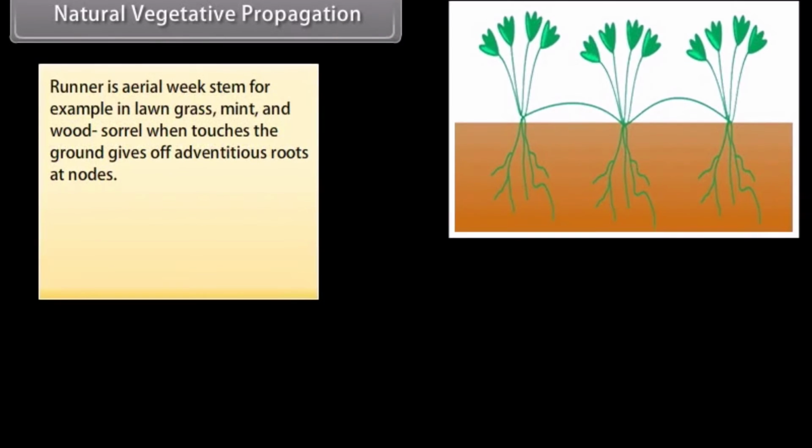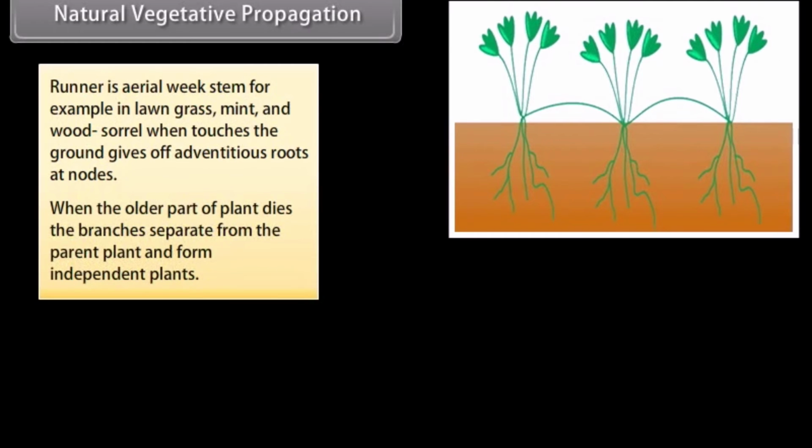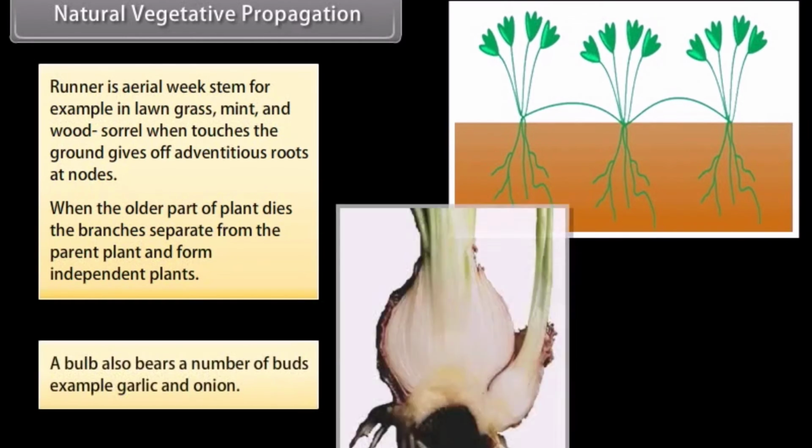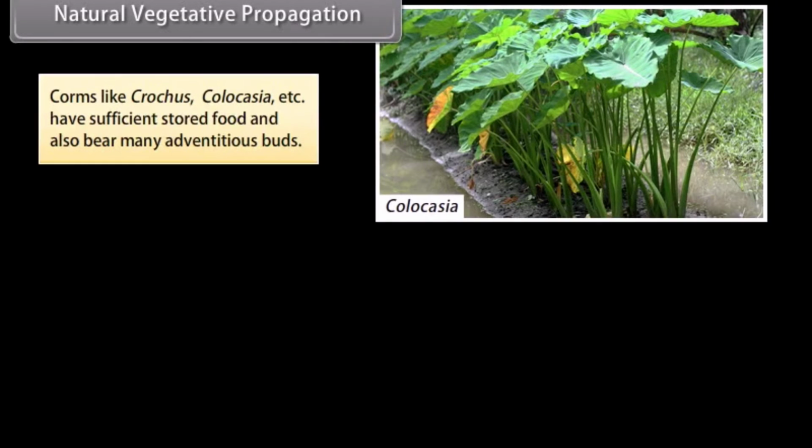Runner is an aerial weak stem, for example in lawn grass, mint, and wood sorrel. When it touches the ground, it gives off adventitious roots at nodes. When the older part of the plant dies, the branches separate from the parent plant and form independent plants. A bulb also bears a number of buds, example garlic and onion. Corms like crocus, colocasia, etc. have sufficient stored food and also bear many adventitious buds.